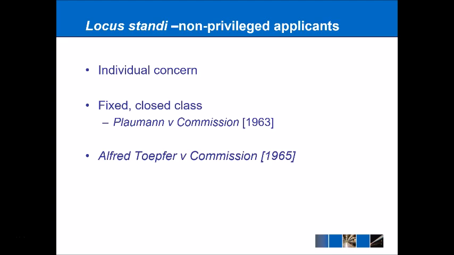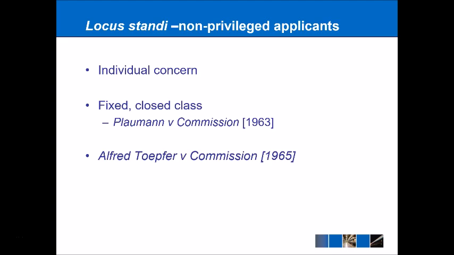Now, obviously, we need a complete definition of what a fixed closed class is, and the real problem is that the Court of Justice has given a very narrow definition to how this is interpreted. So, to give you an example, if we look at the Plaumann case itself, Plaumann imported clementines and sought to challenge a piece of legislation that affected clementine importers. So it seems pretty obvious from a general normal wording that Plaumann, as a clementine importer, was individually concerned by a piece of legislation that affected clementine importers.